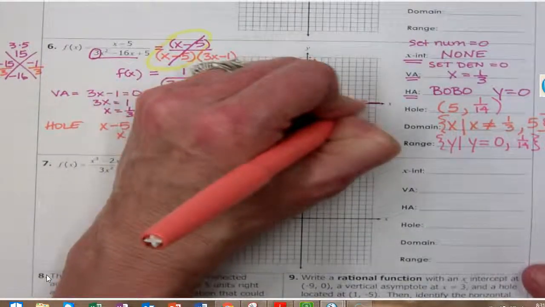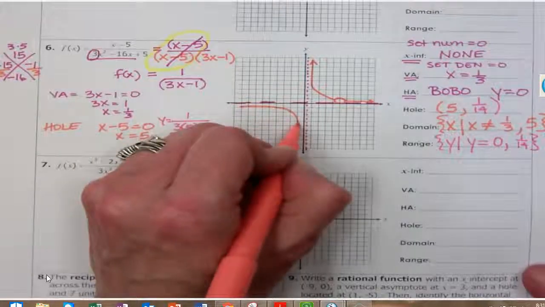So I can graph. It's going to look like here. I'm not going to interrupt my hole, and then there we go.